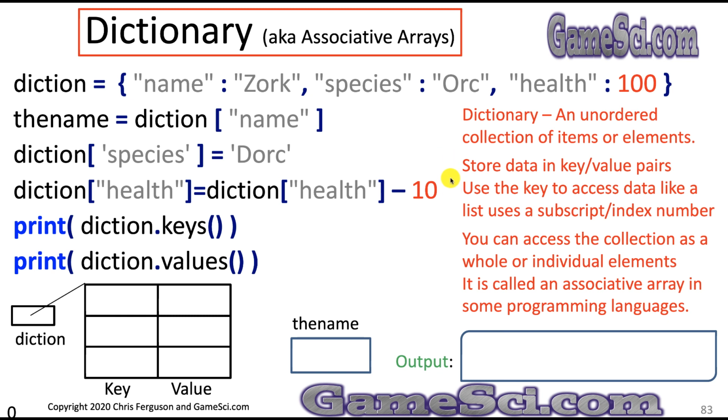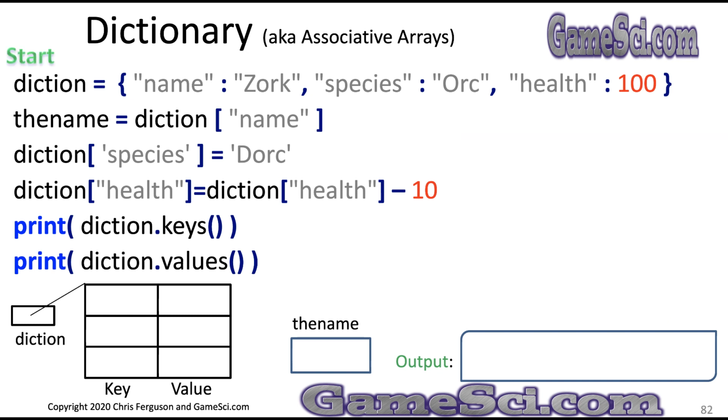Use the key to access the data, like a list uses a subscript or index number. Dictionaries are similar to lists, but lists use a simple number to identify what you want to access, and dictionaries use a key. You can access the collection as a whole or individual elements. It's called an associative array in some programming languages. Some languages also call them hashes, but Python clearly calls these things dictionaries, so we will use the term dictionary for the language Python. Okay, let's start.